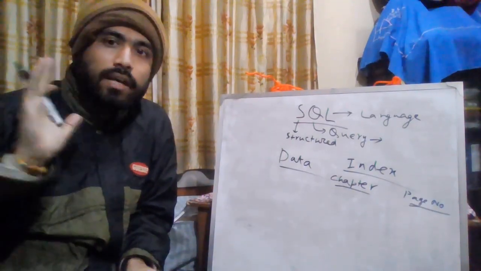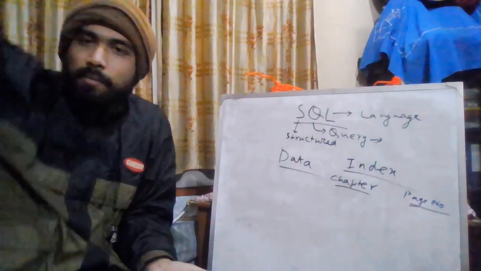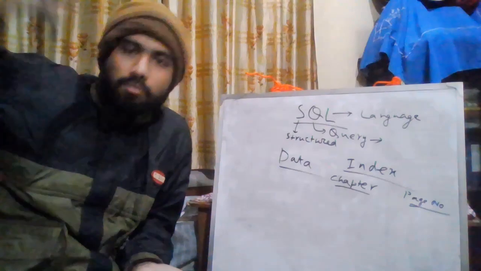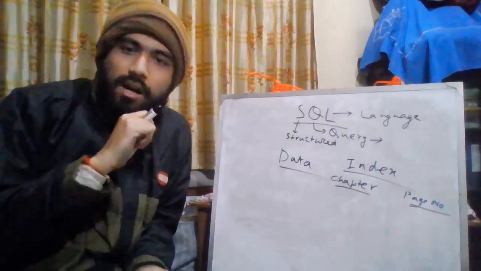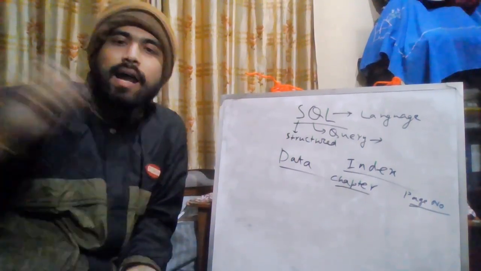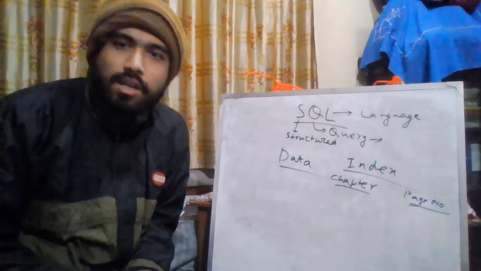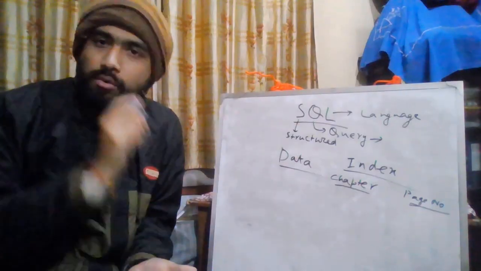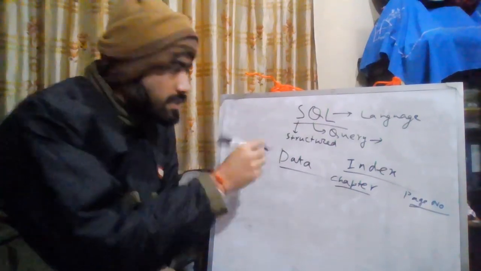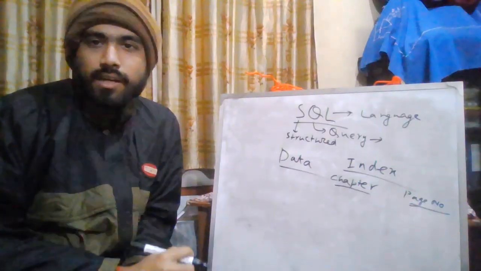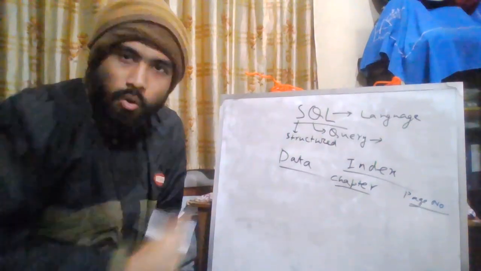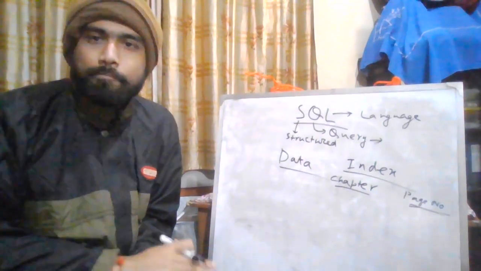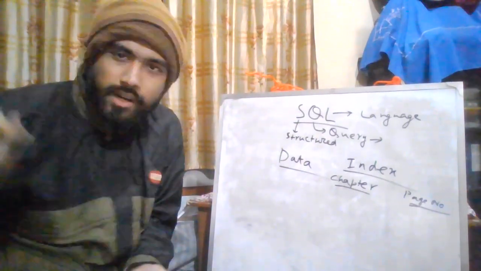Or take a larger picture. For example, this home, this house. This house consists of many rooms. Now this house is a database, and all these rooms are tables. So where do we create tables? We create tables inside a database. So all these rooms are built inside this home. This home is a database, and all these rooms are tables.